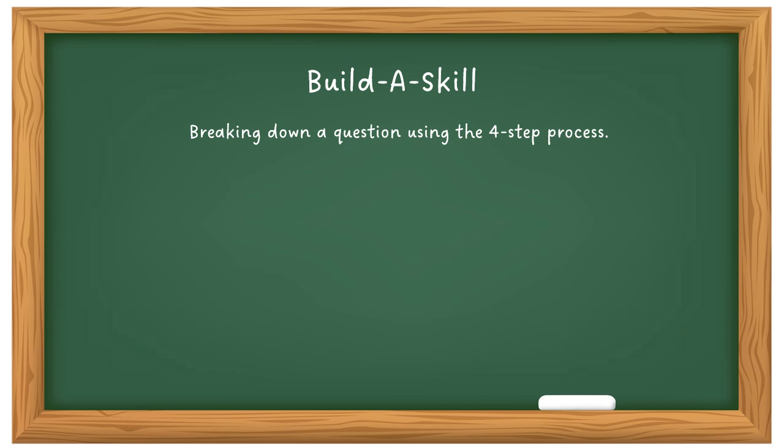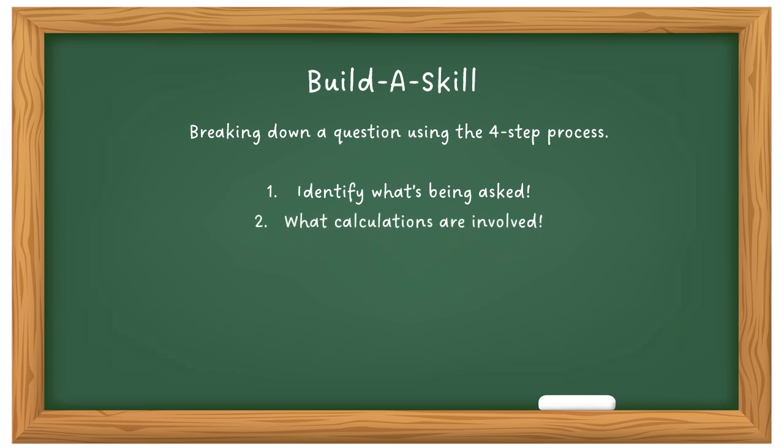In this session we are going to look at breaking down a question using the four-step process. So what is that four-step process? Well, this is the process you take with any question you face in maths. The first thing you have to do with any question is identify what's being asked. What's it all about? The second part of the process is what calculations are involved. So before you put pen to paper, think about the question, think about what calculations you need to solve that puzzle. Then the third part of the process is do the actual calculation. And then finally, you can check your answer.